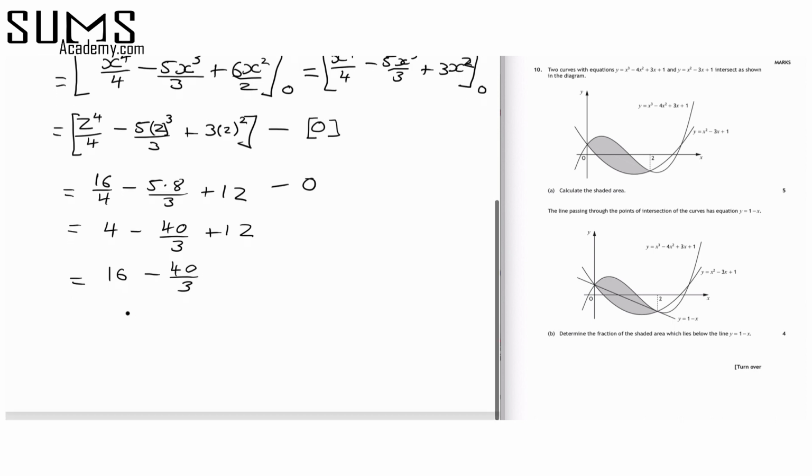Now we just need to simplify this. Times 16 by 3. 16 times 3 is 48. So 48 over 3 minus 40 over 3 equals 8 over 3. Right, and the shaded area equals 8 over, not over 4, over 3.